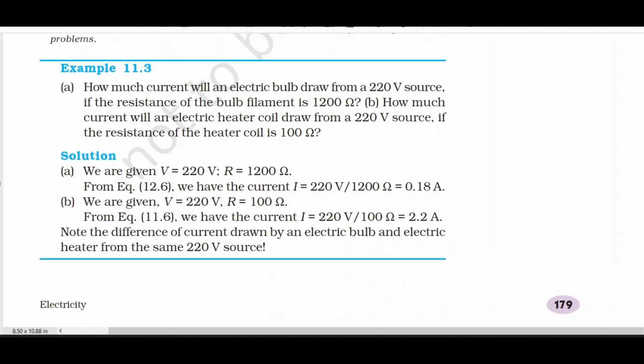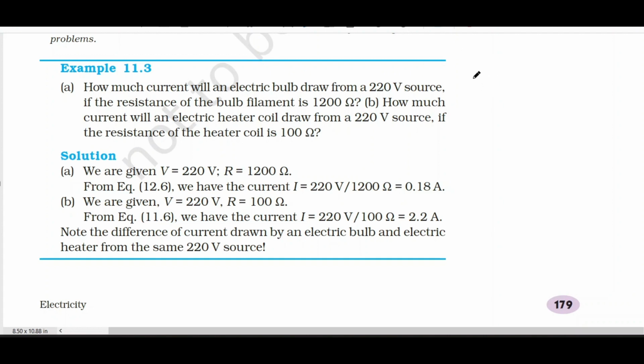कुछ क्वेश्चन आंसर हैं। How much current will an electric bulb draw from a 220 volt source if the resistance of the bulb filament is 1200 ohm? Okay. How much current will an electric heater coil draw from a 220 volt source if the resistance of the heater is 100 ohm? तो यहाँ पे दो क्वेश्चंस पूछे गए हैं। पहले हमें बताना है कि कितना करंट इलेक्ट्रिक बल्ब ड्रॉ करेगा, और फिर सेकंड केस में कितना करंट इलेक्ट्रिक हीटर ड्रॉ करेगा। हमें दिया क्या क्या हुआ है?